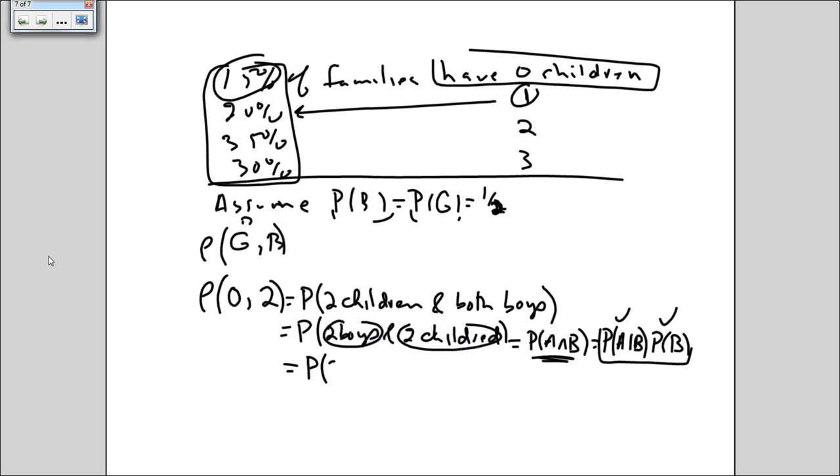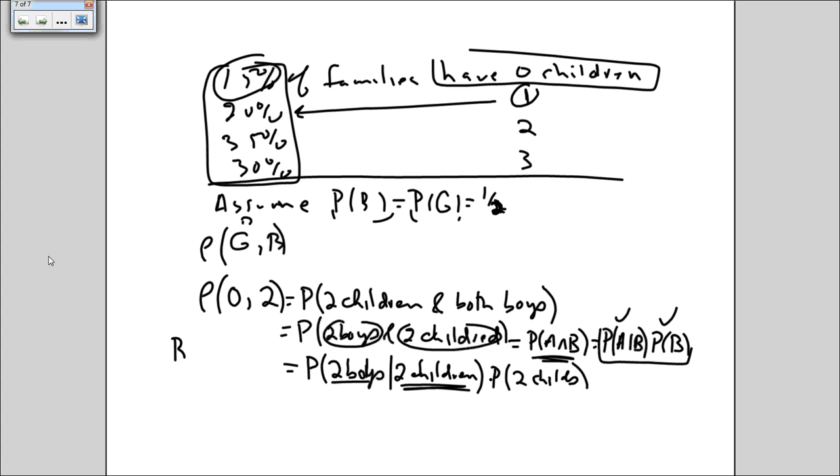The probability that you have 2 boys given that you have 2 children times the probability that you have 2 kids. Okay, so let's work on the first probability. We know you have exactly 2 children. What are the chances that they're boys?